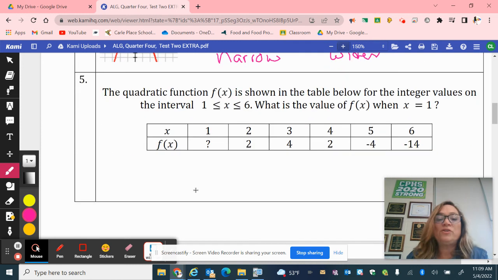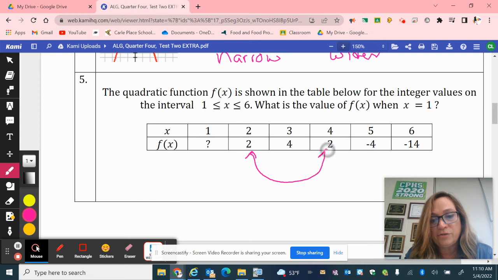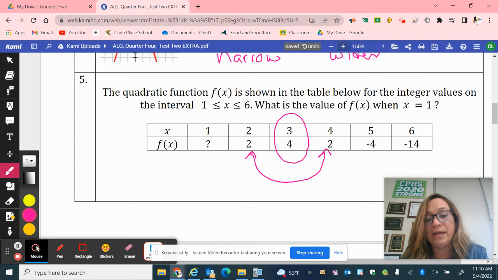Okay. Quadratic function f of x is shown in the table below for integer values from 1 to 6. What is the value of f of x when x is 1? So really, I'm just looking for this symmetry. 2 has its partner of 2. So that means that this right here, 3 comma 4, is the turning point.